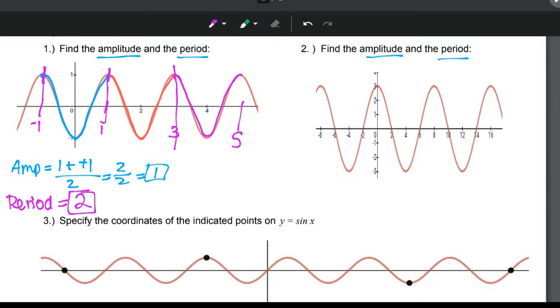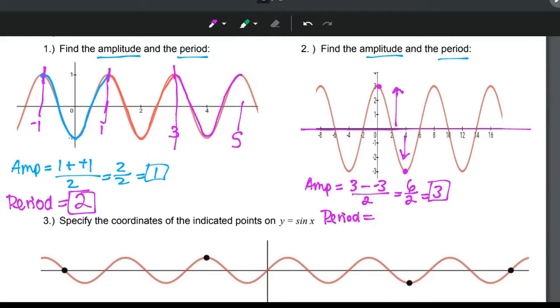So let's try the next one. The amplitude is your highest point to your lowest point, which I can see from the y-axis. It goes up to 3 and goes down to -3. So that gives me 6 over 2, which is 3. Another way that you could look at the amplitude is to find where is the middle, and it should go up the same amount as it goes down.